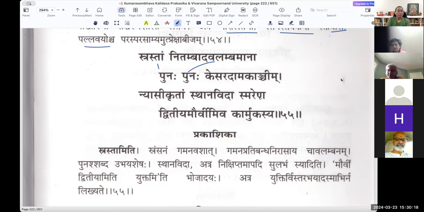Sthanavida, that he's very good at placing. More than that, he's just using it here. He knows that Manmatha knows whom to keep with whom, he knows the right things to do. Yojana. Another thing is, if he fails in this, there should be a backup plan. Parvati was the backup plan herself.